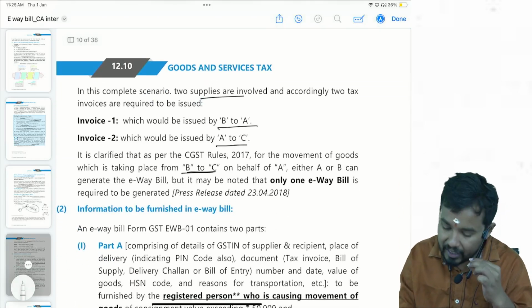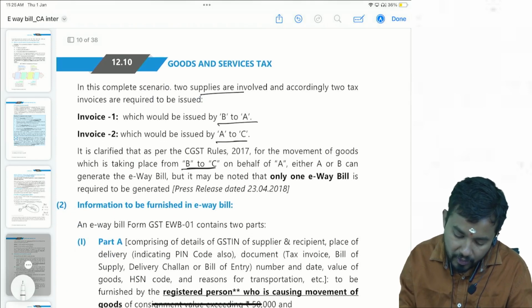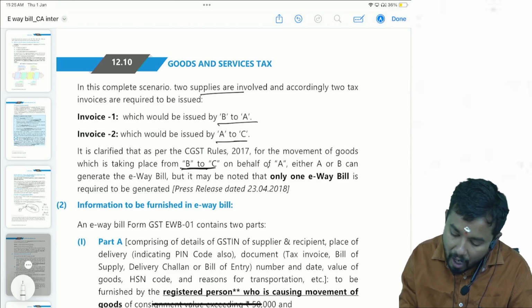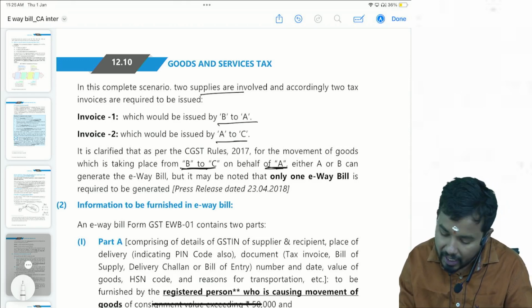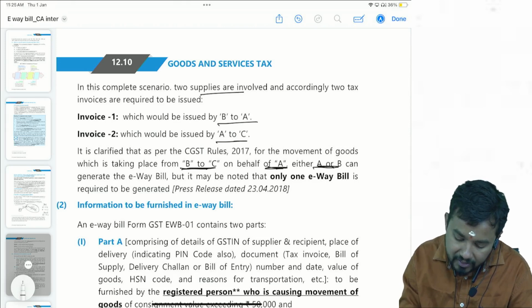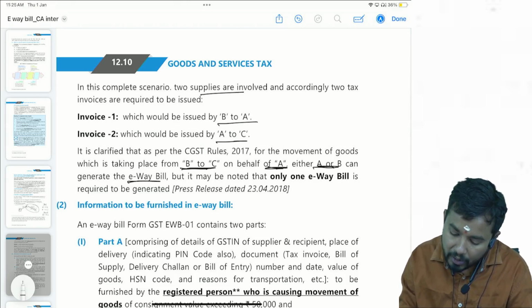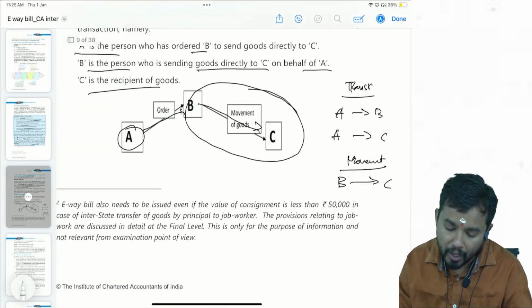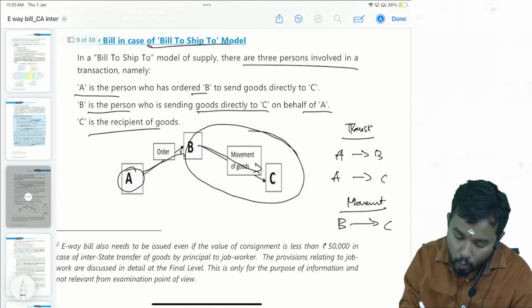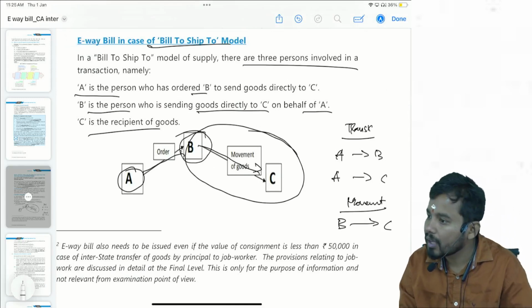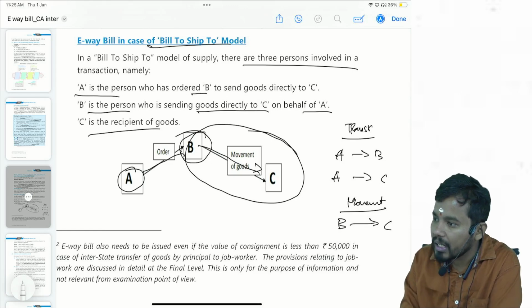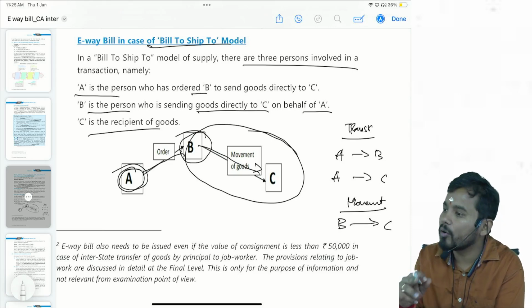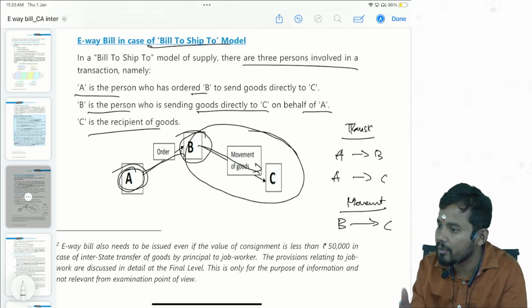It is clarified that as per CGST rules, for the movement which is taking place from B to C on behalf of A, either A or B can generate the E-way bill, but it may be noted that only one E-way bill is required to be generated. See, the point that can come here was, now who is causing the movement? B is causing the movement, but who is the supplier of that goods? A. So there is a question whether A has to generate or whether B has to generate.